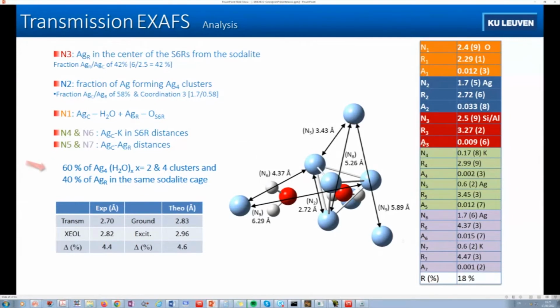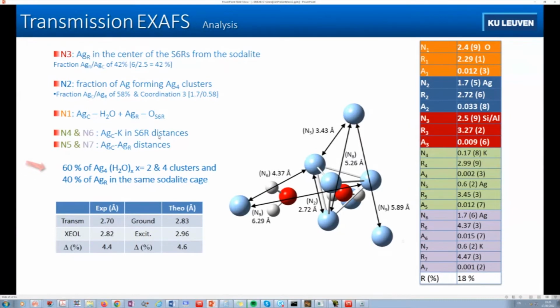So it's a bit similar to before, but now we need to add this shell, which is the silicon-aluminum shell. This corresponds to these atoms that are in the ring of the sodalite around the cluster. So we have the cluster, and then we are surrounded by a lot of silver. And then, of course, adding a shell complicates everything. We see quite a good agreement, but we have some distance changes between the XEOL and transmission. This is something that has also been observed in theory.